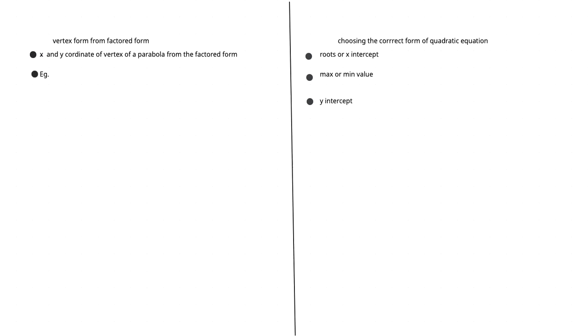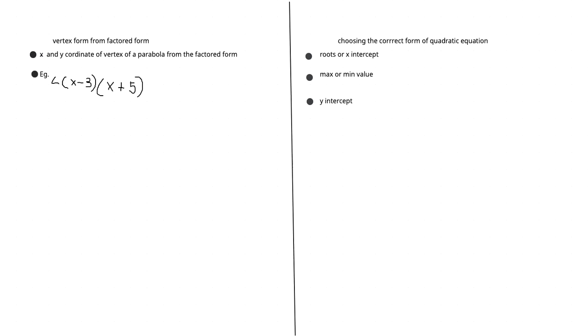So we're going to give an example. So let's say you have an equation of a parabola or a quadratic to be in the factored form. Let's say x minus 3, then x plus 5. Let's say everything multiplied by 4.